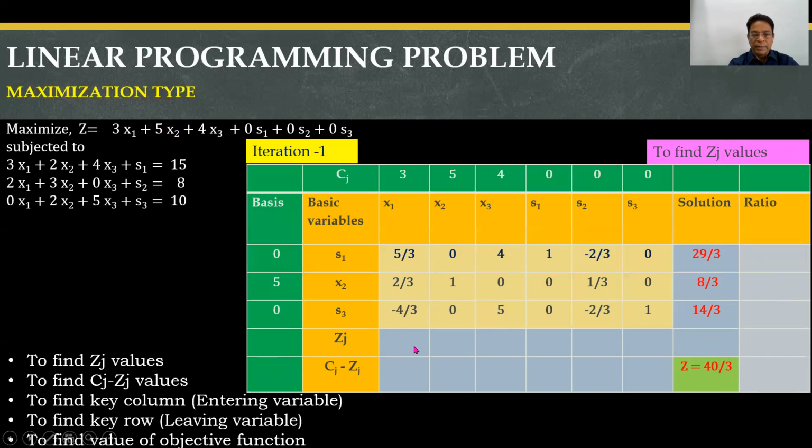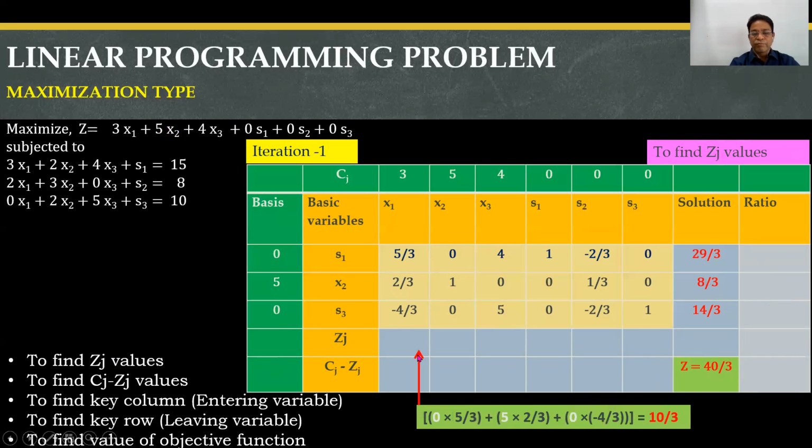So let's start by finding the values of Zj. We get the value of Zj now here as 0 into 5 by 3 will be 0. 5 into 2 by 3 is interesting. This will give us some value. 0 into minus 4 by 3 will give us 0. So what we will get here? 10 by 3.